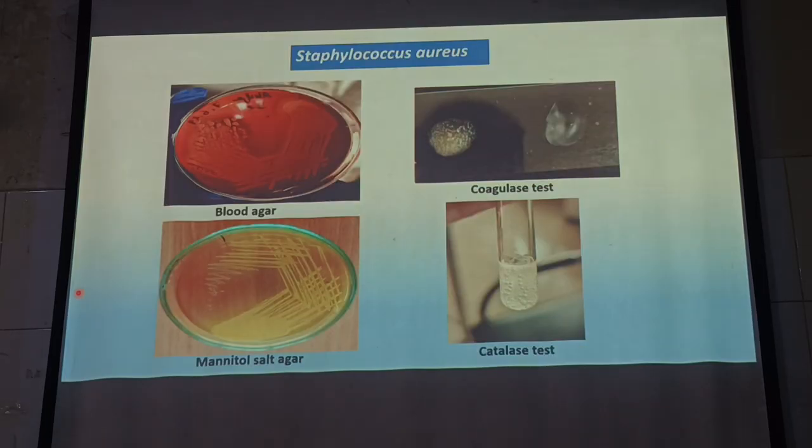This photograph shows the identifying features of Staphylococcus aureus. Staphylococcus aureus on blood agar shows pinhead colonies with beta hemolysis. Mannitol salt agar is a selective media for Staphylococcus aureus. After mannitol fermentation, Staphylococcus aureus becomes yellow in color. In coagulase test, there is clumping of plasma which indicates coagulase positive. In catalase test, there is bubbling of hydrogen peroxide indicating catalase positive.